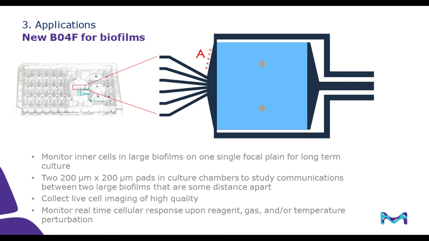And here's our newest plate, B04F, launched early this year, that is specifically designed for biofilm studies. There are 200 micron by 200 micron pads in one unit. Because of the elastic pad design, the inner ring of the biofilms will always be in monolayer and in one focal plane, so that no matter how many millions of cells are around, you can still clearly see the proteins of interest get turned on or off by perturbation inside the biofilm.